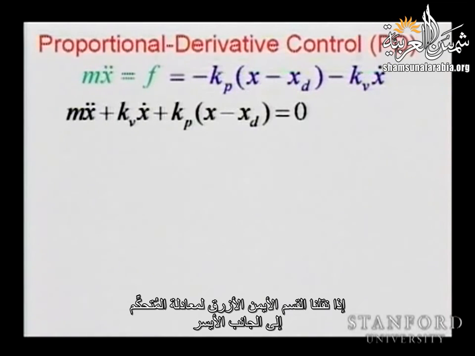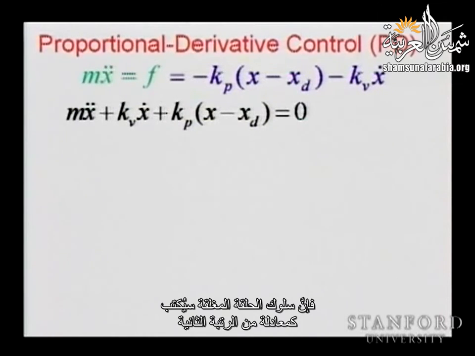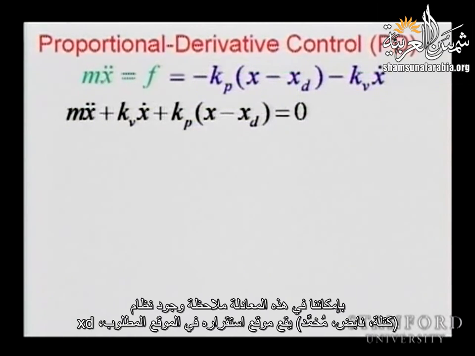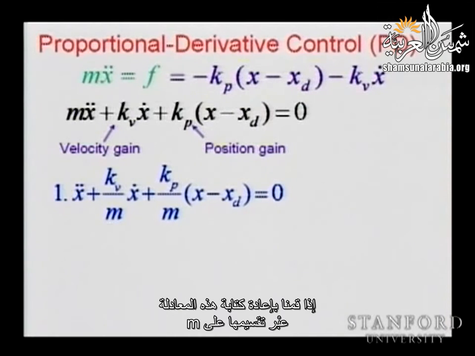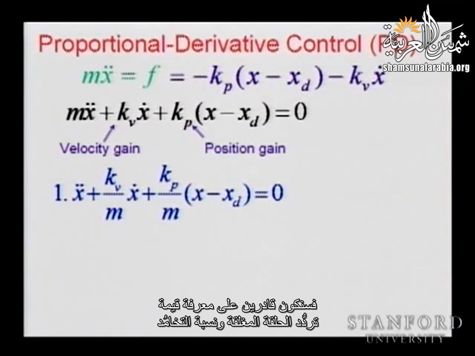Now, if we take this blue controller and move it to the left, the closed loop behavior is going to be written as this second order equation. And in this equation, we can see that we have a sort of mass spring damper system whose rest position is at the desired xd position. So kv is your velocity gain, and kp is the position gain. Now, if we rewrite this equation by dividing it by m, we are going to be able to see what closed loop frequency we have and what damping ratio we have.